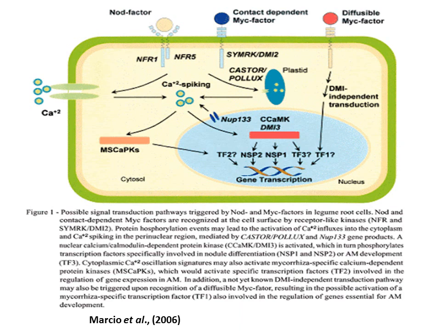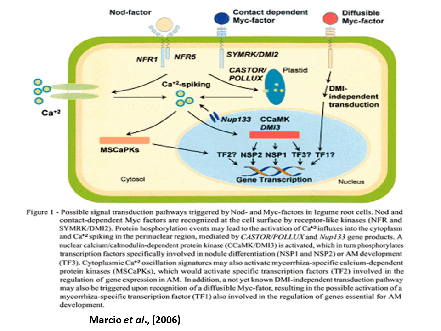Castor and Pollux genes are twin homologous genes present in Lotus japonicus. The main role of these genes is to encode ion channel proteins. Through the formation of this ion channel, there is an influx of calcium inside the host cytoplasm, and also calcium spiking in the perinuclear region happens.